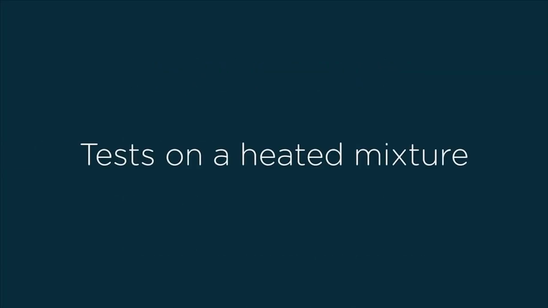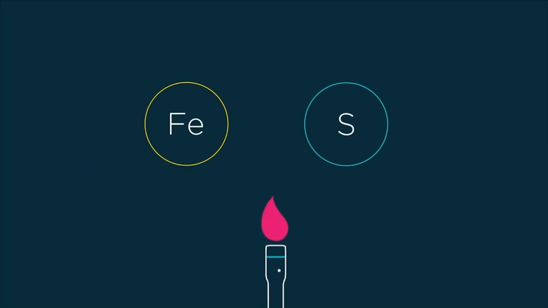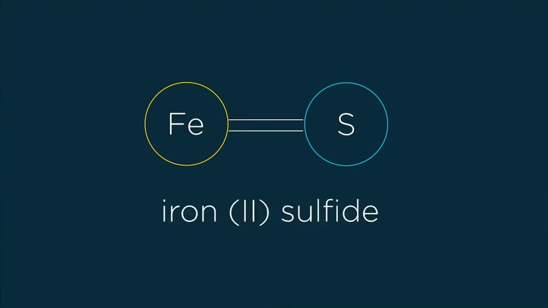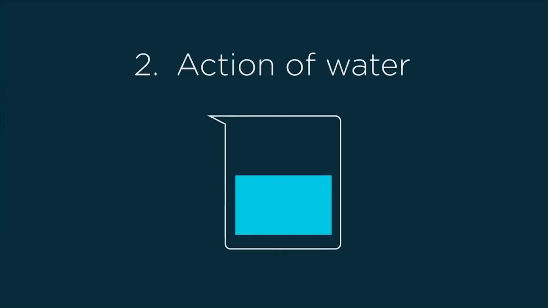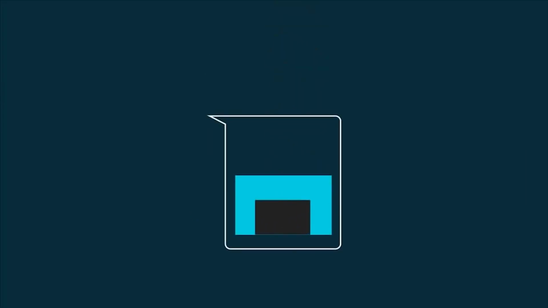Finally, let us perform the same 4 tests on a heated mixture of iron and sulfur. Heating the mixture of iron and sulfur causes the iron and sulfur to bond chemically to form the compound iron(II) sulfide. Now let us look at how the compound iron(II) sulfide behaves in the 4 tests. Test 1. The compound iron(II) sulfide is a black solid, so it appears different from iron and sulfur individually. Test 2. The action of water. In water, the iron(II) sulfide compound sinks and there's no separation.